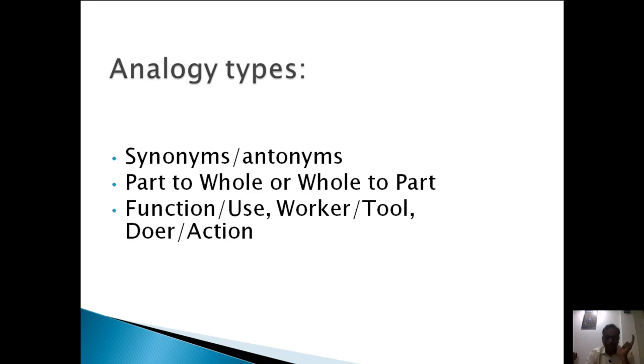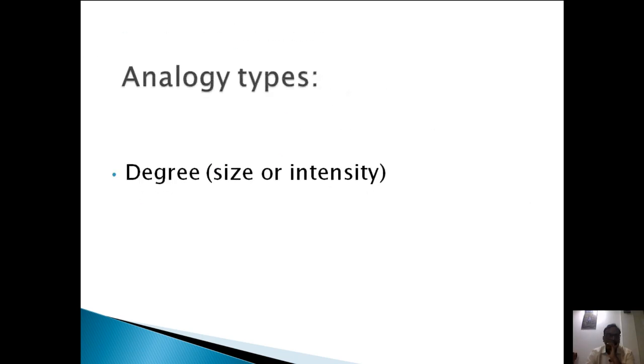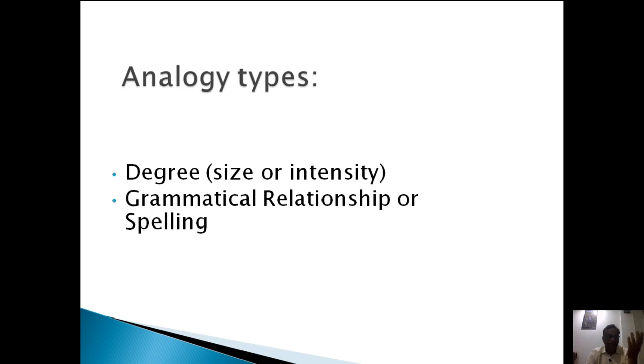Function, use, worker, tool, door, action. Category and type kind of question also ask. Degree, size or intensity. Sometimes such category also plays a very important role, and in competitive examination, every mark has a value. So if you ignore it, thinking it is very easy for me to understand, I can solve this, if you think like that, then it will be difficult for you. You try to go with these points. I assure you that verbal ability portion asks at least 5 questions, and whatever portion that we are covering here in this lecture or in some other lectures also, definitely you will be able to solve this.